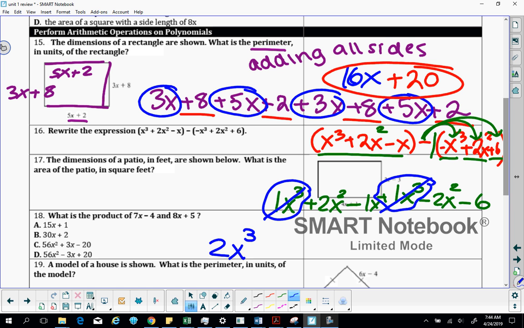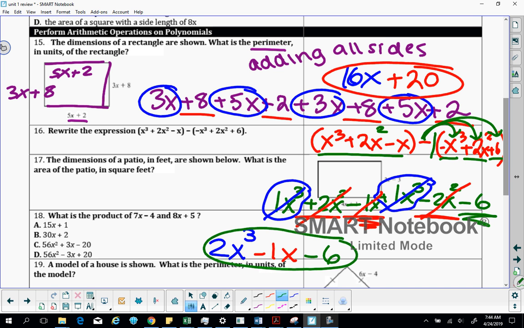When I'm done, I cross it out. Then I go to my next highest exponent, which is 2. 2x squared minus 2x squared. What's 2 minus 2? 0. So they just cross out. You don't even need to write 0x squared. Then we have negative 1x. Is there anything to combine that one with? Nope. So I just write it down. Minus 1x. And then what's the last one? Minus 6. That's your answer.